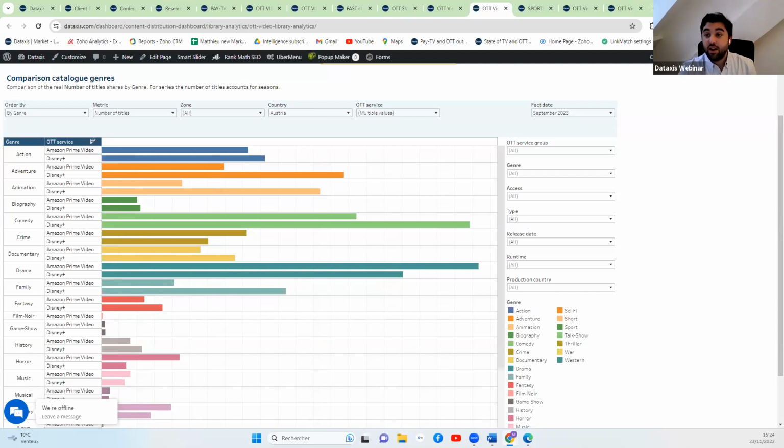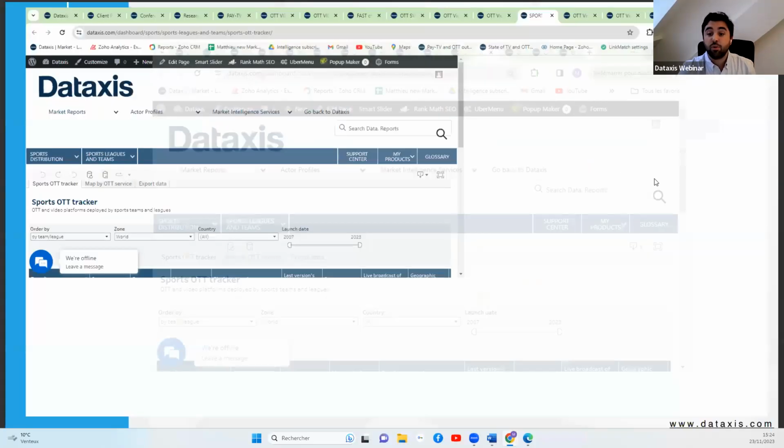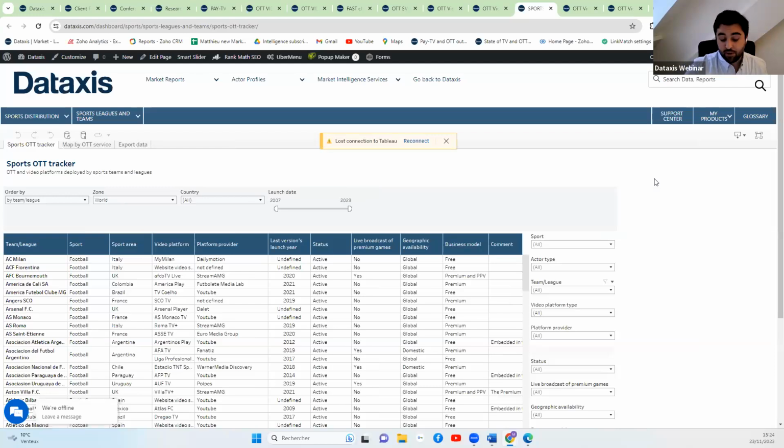And we can help you also to understand these metrics with our sport OTT tracker. Why? Because the teams and the leagues can also decide to valorize their assets directly on their own platform. So the sport OTT tracker shows that content providers, such as the teams and the leagues that you can see in the first column of this dashboard, launch their own OTT platform as well.